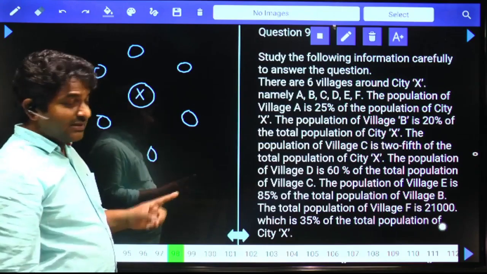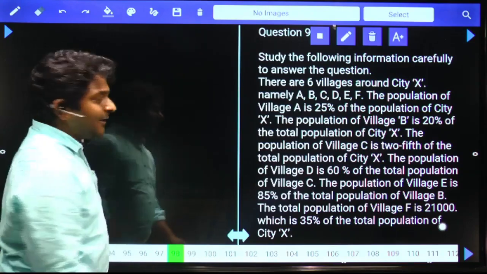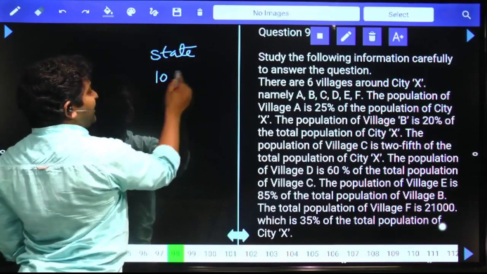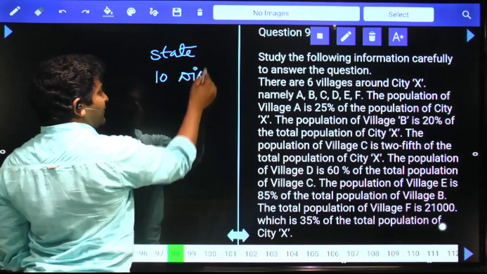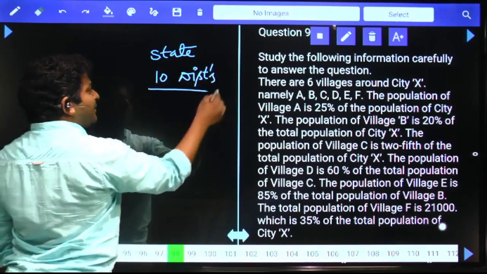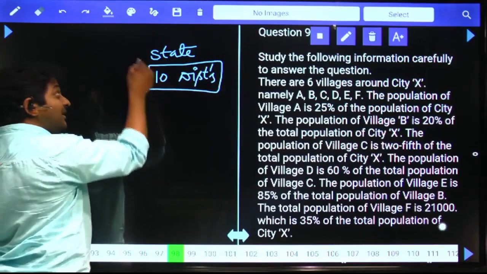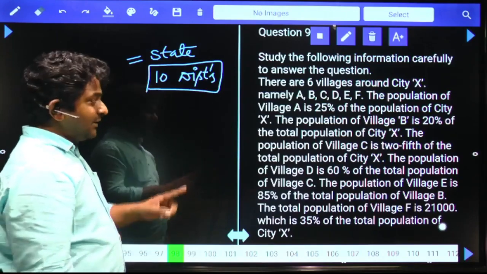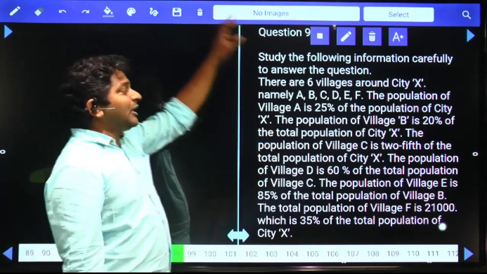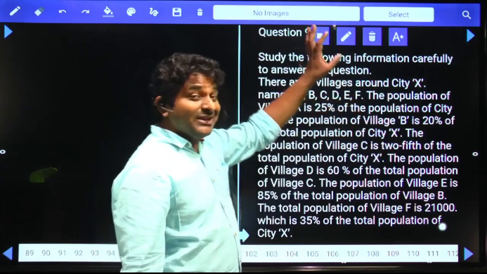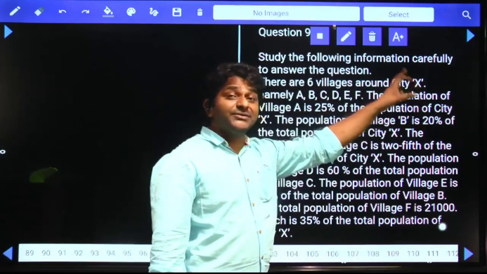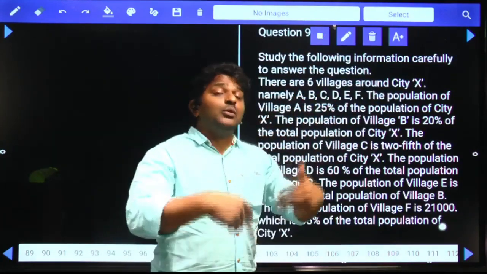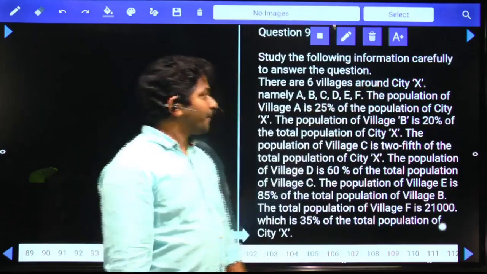This is one case. Sometimes they will give you something like, in a particular state, there are 10 districts. The sum of the population of these 10 districts should be equal to the total population of the state. I hope you got the point. But here this is not the case. The total population of these 6 villages need not be equal to the total population of city X, because city X is different and these 6 villages are outside city X. They are not part of city X.